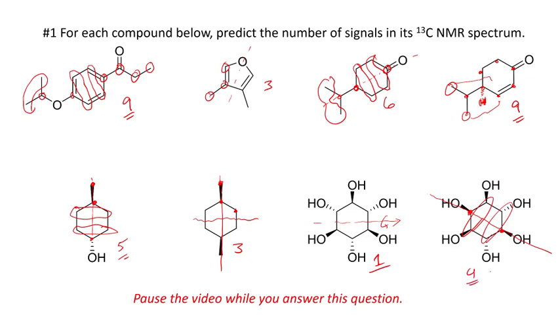How'd you do? Okay, this predicting the number of signals is the first thing we do for all C13 spectral analysis, because what we're looking for in C13 is a certain number of peaks. So at 9, 3, 6, 9, 5, 3, 1, 4, that's exactly the sort of information that we need.